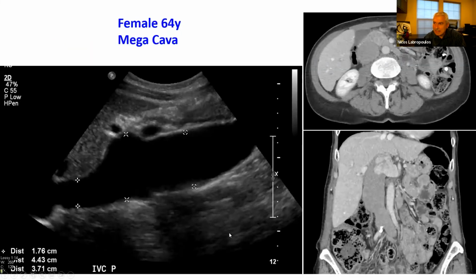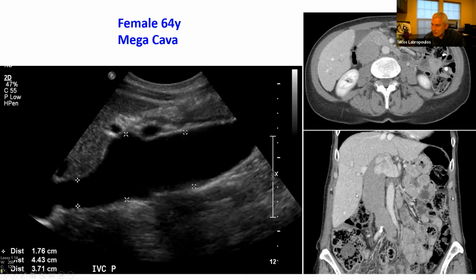And here you see a mega cava. It's a female, 64 years old, with a cava that measures 4.4 centimeters. That's a pretty big vena cava. You can see here on the CAT scan the cava dwarfs the aorta. That's the aorta here. You see on the cross-sectional view and also in the long view that it's a huge vein, a mega cava. So obviously it is important to see this because when you try to treat obstruction further down with stents, or if you want to put a filter, this is a patient for whom you have to take different measures.